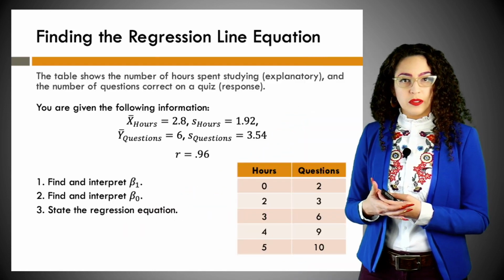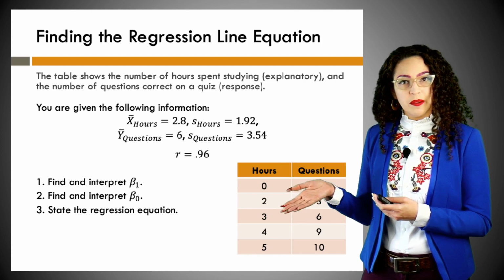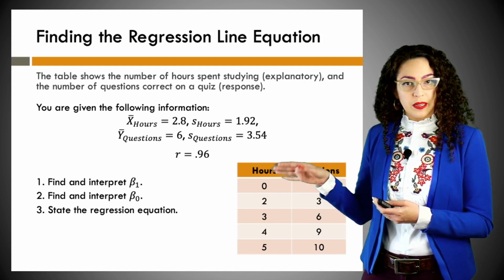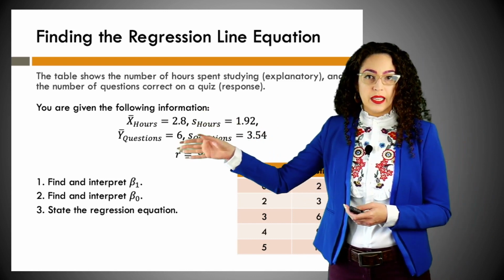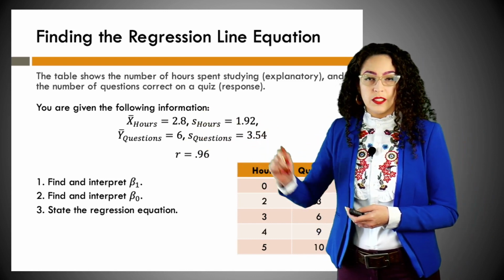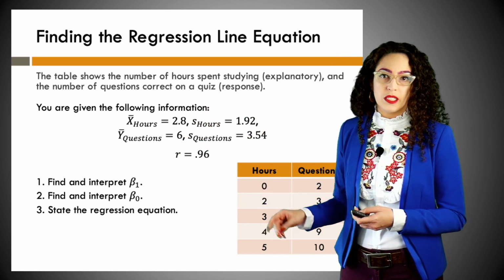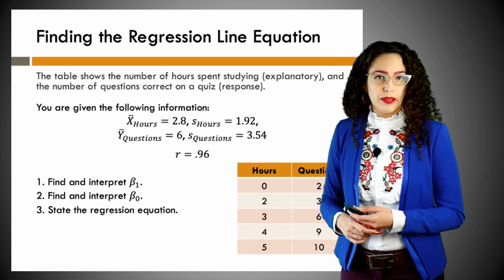So let's actually walk through a full example. Here we have the same example we've been working with, the number of hours you study and the number of questions you get correct. We have some information here, such as the average of both variables and the standard deviation of both variables and their correlation. So go and find everything. Let's go.